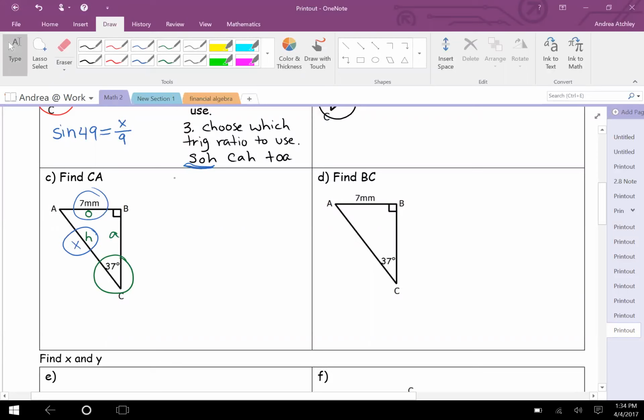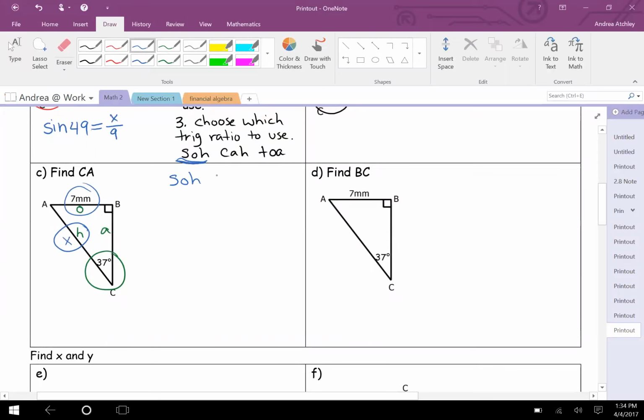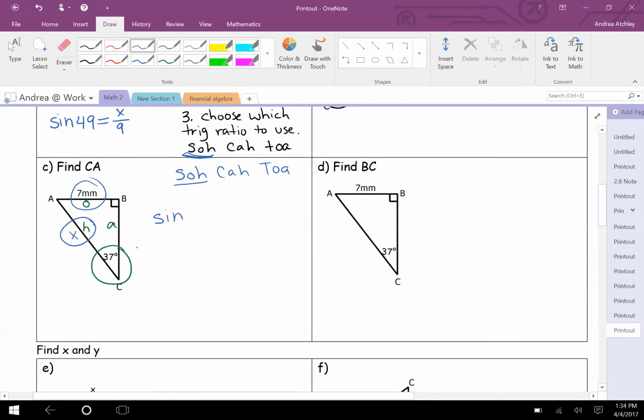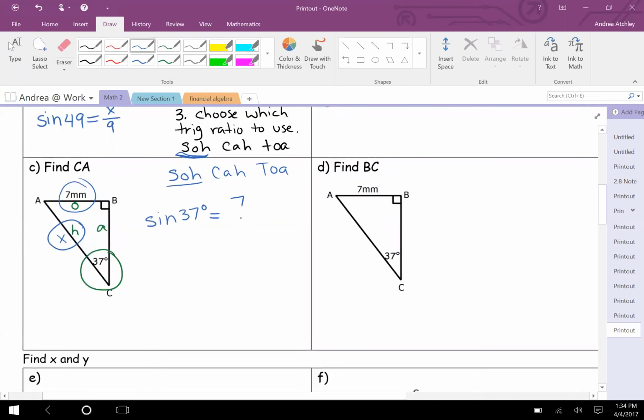If we write down again SOHCAHTOA, the one that uses the opposite and the hypotenuse is sine. So we're going to do the sine. My angle is 37 degrees equals opposite, which is 7, over the hypotenuse, which is x. Yes.